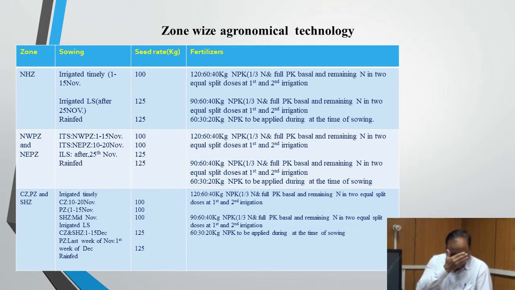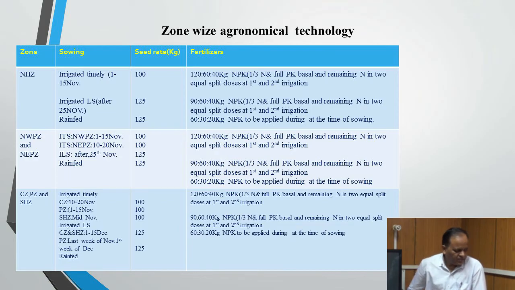One third of the nitrogen, and the full dose of phosphorus and potash, will be given at the time of sowing as a basal dose, and the rest of the nitrogen will be given at first and second irrigation.